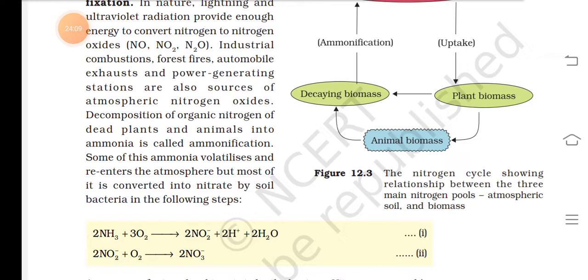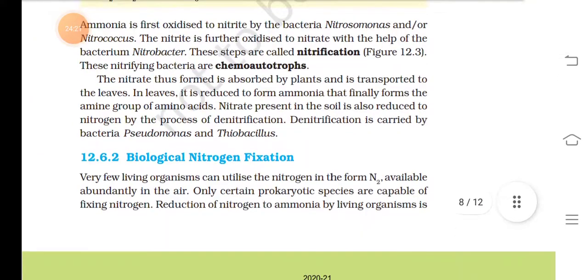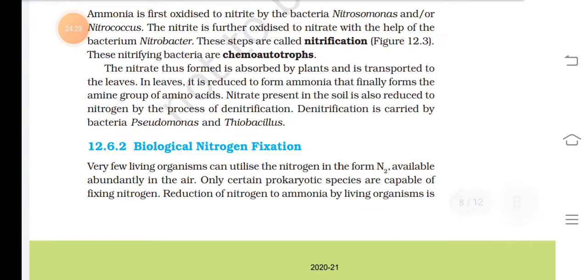Some of this ammonia volatilizes and re-enters the atmosphere, but most of it is converted into nitrate by soil bacteria in the following steps. Ammonia is first oxidized to nitrite by the bacteria Nitrosomonas and/or Nitrococcus. The nitrite is further oxidized to nitrate with the help of the bacterium Nitrobacter. These steps are called nitrification.